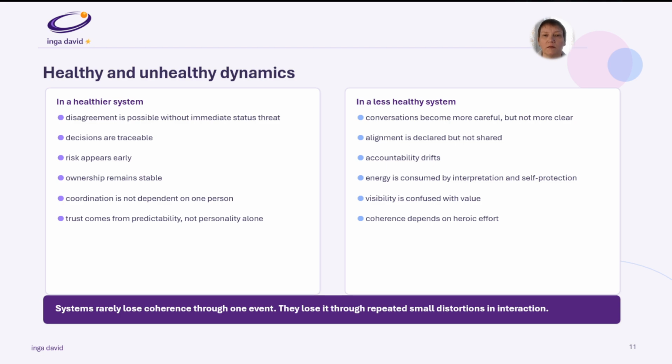In a less healthy system, conversations become more careful, but not more clear. Alignment is declared but not shared. Accountability drifts. Energy is consumed by interpretation and self-protection. Visibility is confused with value. Coherence depends on heroic effort. Systems rarely lose coherence through one event. They lose it through repeated small distortions in interaction. Watch for them.